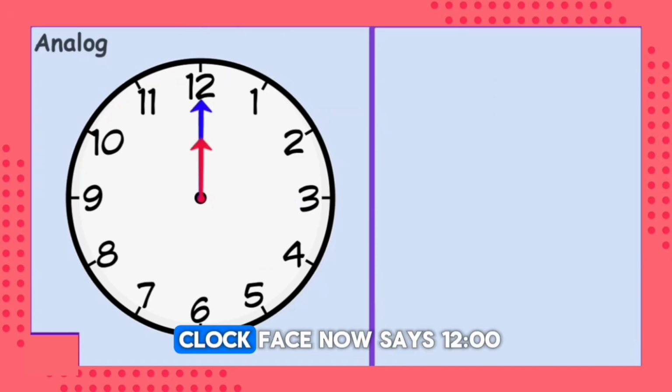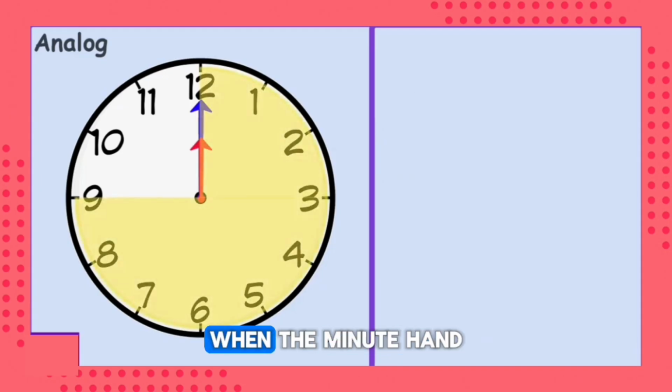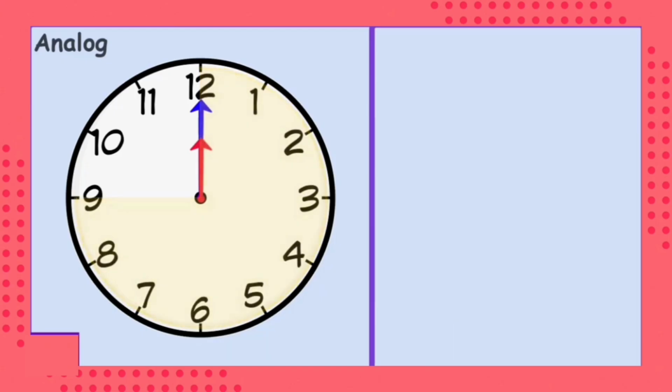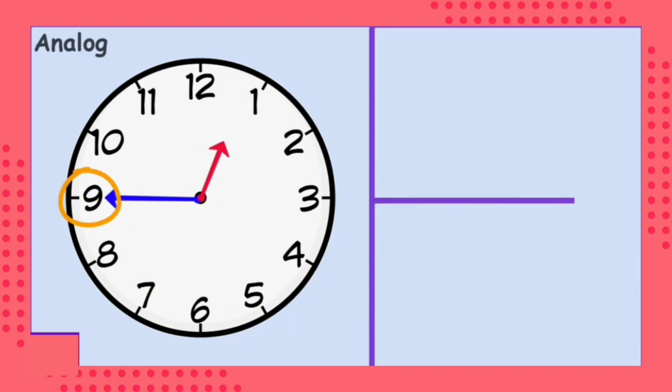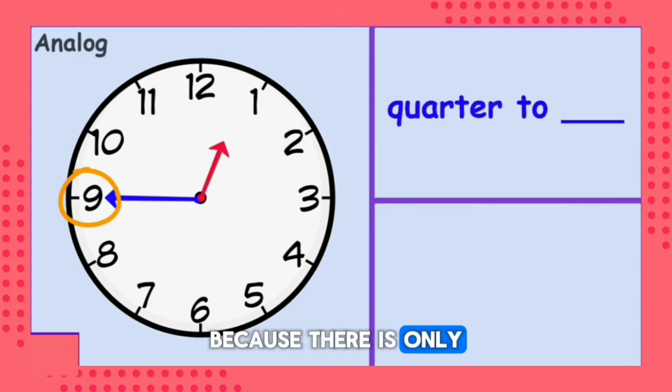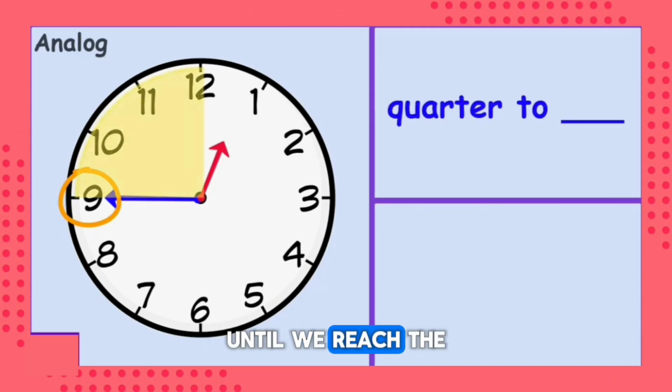The time on the clock face now says 12 o'clock. Now watch what happens when the minute hand travels 3/4 of a way around the clock face. You can see the minute hand is now pointing at the number 9. When the minute hand is pointing at the number 9 on an analog clock, we say it is quarter to because there is only a quarter of an hour left until we reach the next hour.